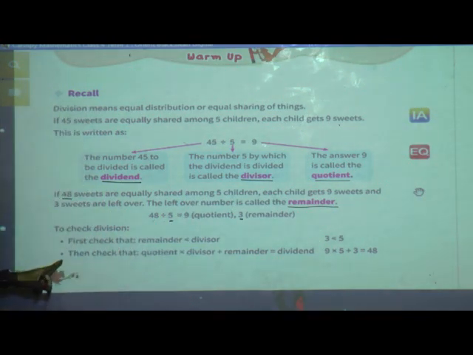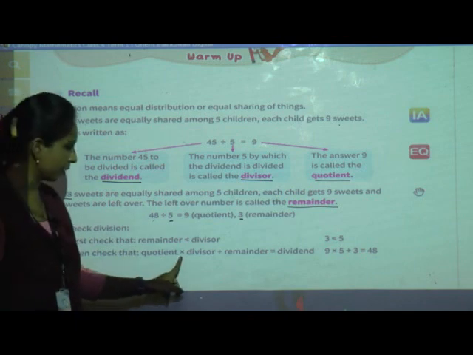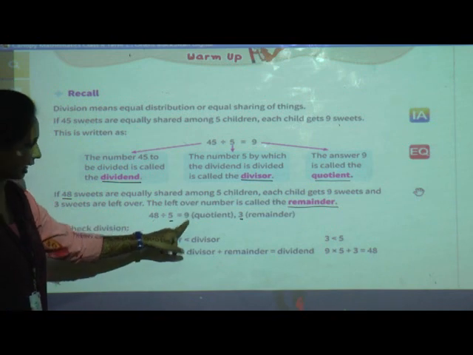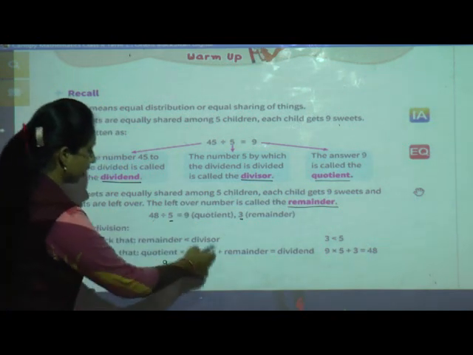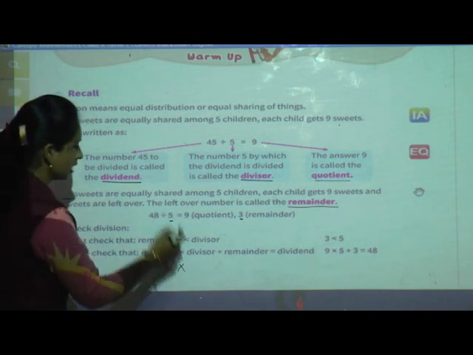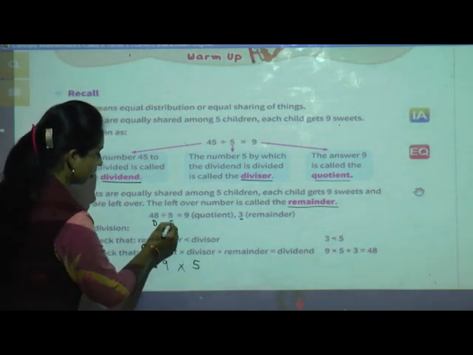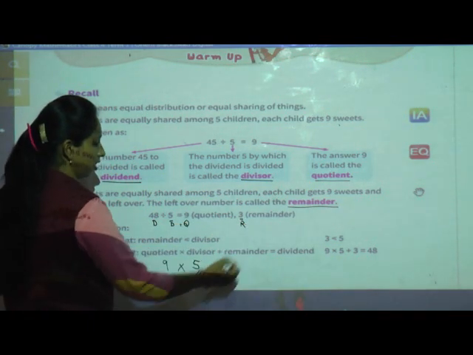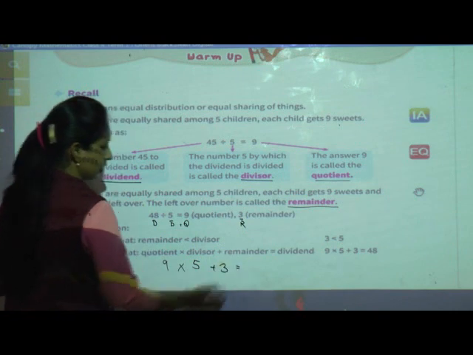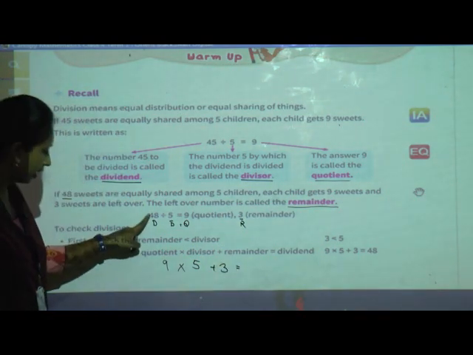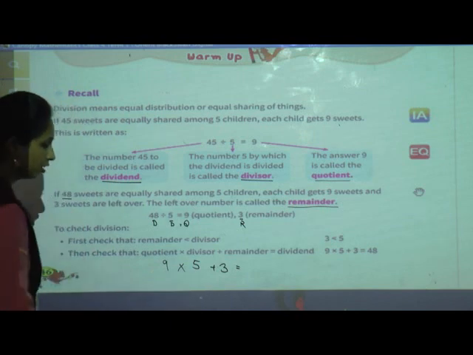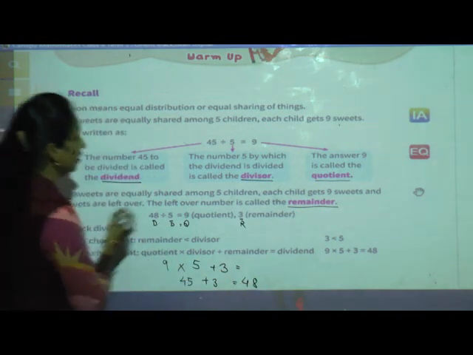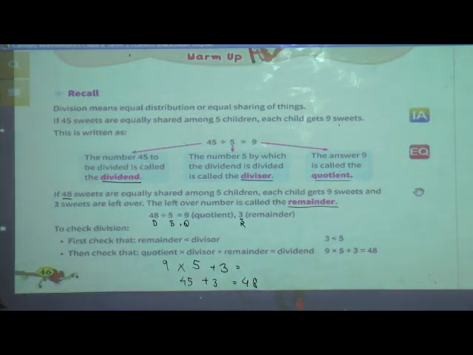Then check that quotient multiplied by divisor, plus the remainder, gives the dividend. What is the quotient? We found it is 9, multiplied by the divisor, which is 5. And the remainder is 3, so we add 3. We should get the dividend. 9 fives are 45, and 45 plus 3 is 48. The dividend came, so our answer is correct.